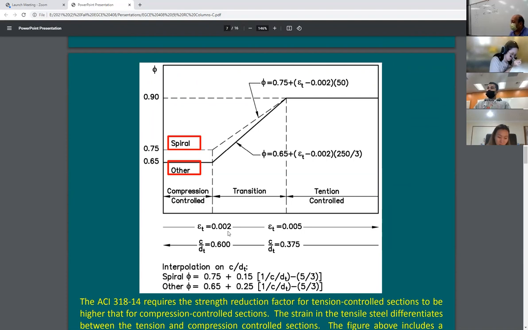You remember I said that gravity columns are going to be supporting mainly axial load and maybe a little bit of a moment. So if I have only axial load, would you have any tensile strain? You're saying no. It's going to be totally exposed to compression force. So when you have only compression force, I'm not expecting any tensile strains. So I know for sure that my phi factor is going to be 0.75 for the spiral and 0.65 for the tied section. So now this is given.